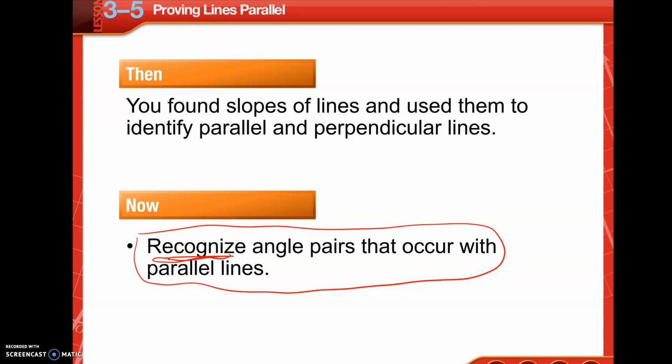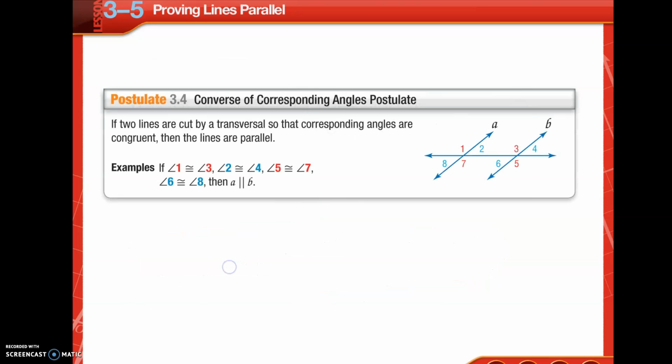So hopefully by now you have a pretty good understanding of those angle pairs, and then knowing what we know about those angle pairs, prove the lines are parallel. So we start with the converse. Remember, converse is just flipping the if-then.